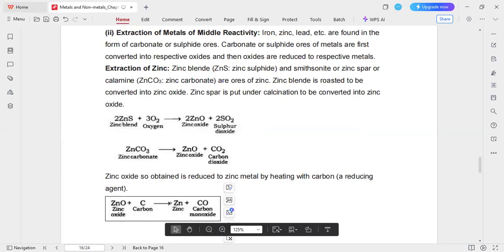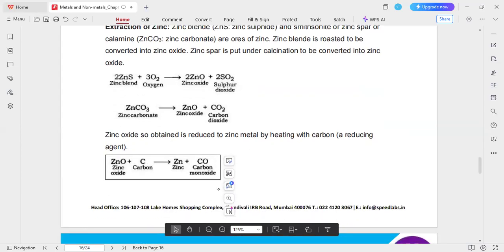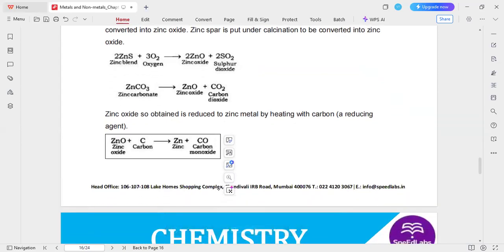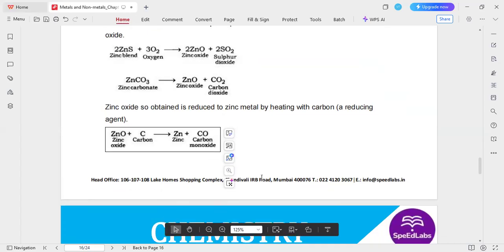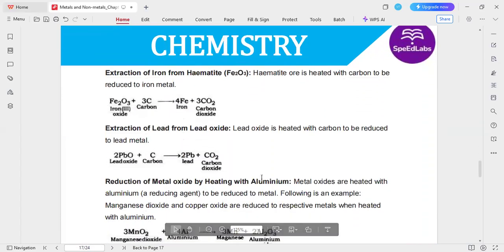Zinc oxide is converted into zinc with the help of coke or carbon as a reducing agent. Yes or no? So zinc oxide plus coke gives you what? Zinc plus carbon monoxide. I hope you are understanding this, children. If you're not understanding, you can watch my short videos also, where I explained topic-wise.